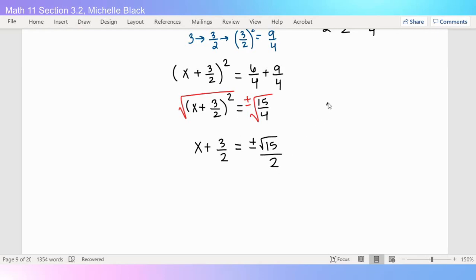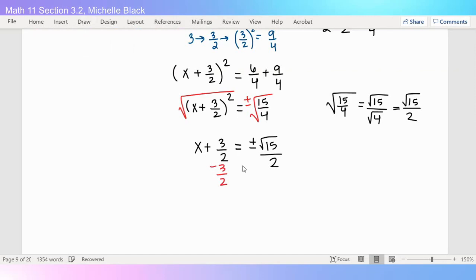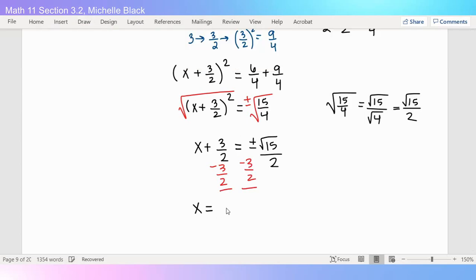Remember, when you have a radical with a fraction inside, you can look at the square root of the top and the square root of the bottom. So I just simplified the square root of the bottom. Now to solve for x, I need to subtract the 3 halves to the other side, leaving me with x equals negative 3 over 2 plus or minus the square root of 15 over 2.